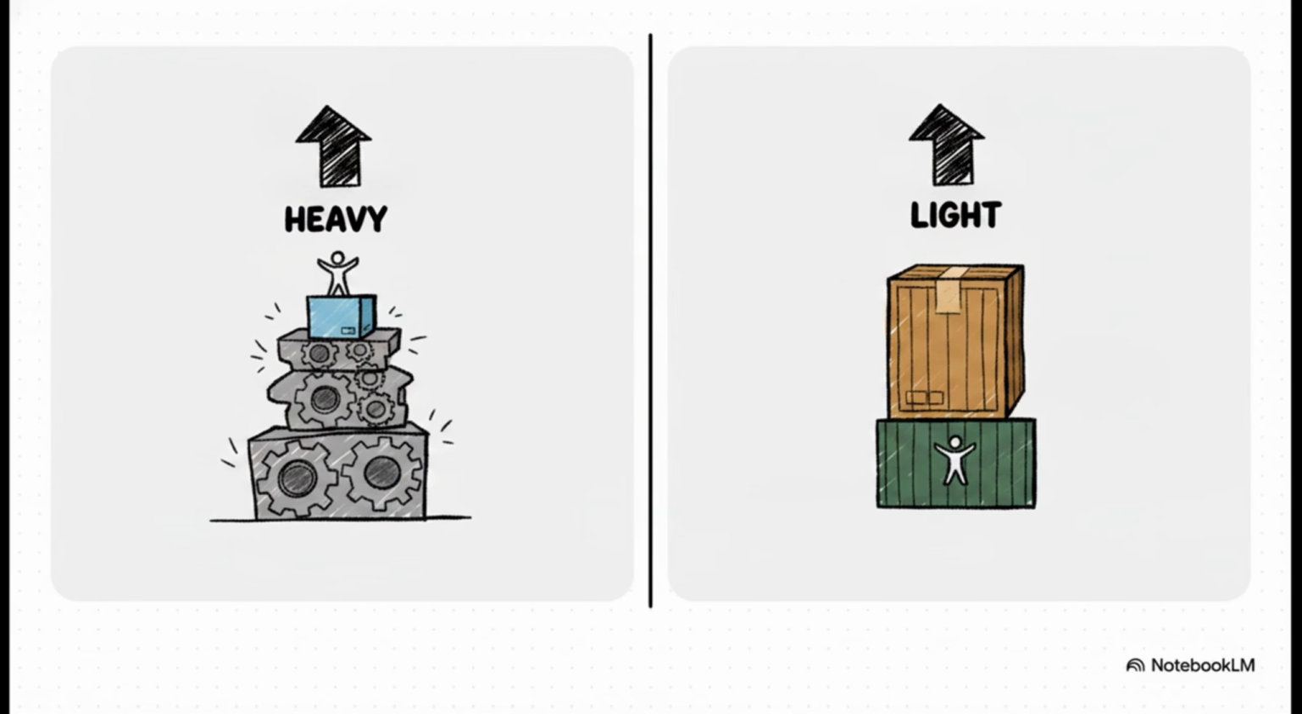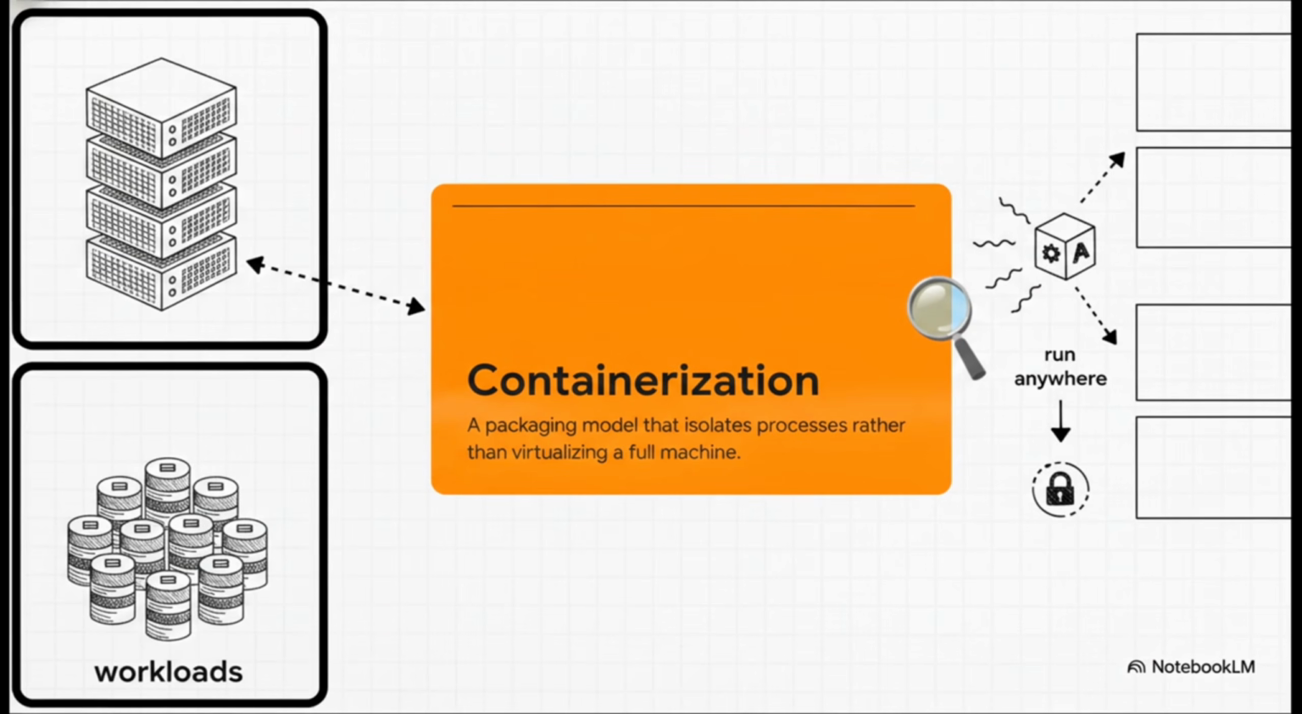In the heavy virtual machine model, you have your app, your libraries, and an entire bloated guest OS for every instance. But in the lightweight container model, you take your app and your required dependencies, and you simply share the underlying host kernel. You're completely stripping away the bloat of the guest operating system. And here is the formal definition that really changed everything.